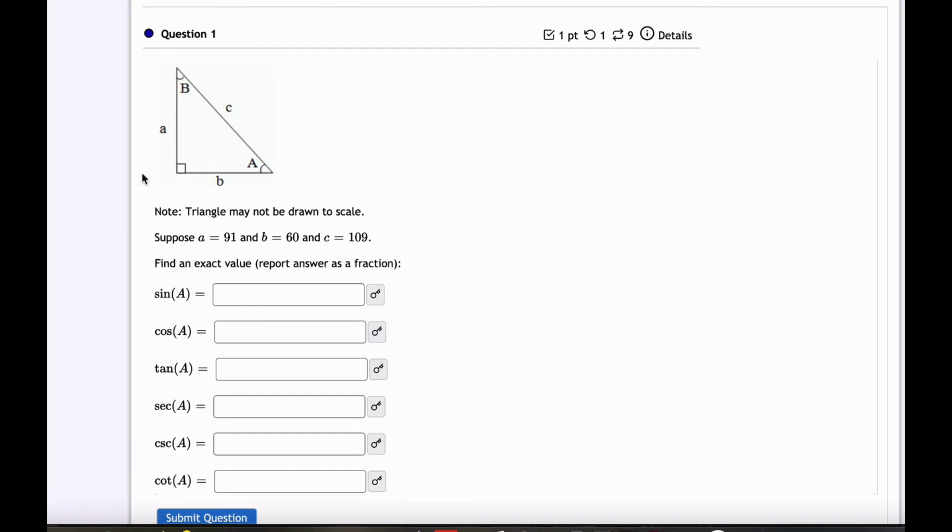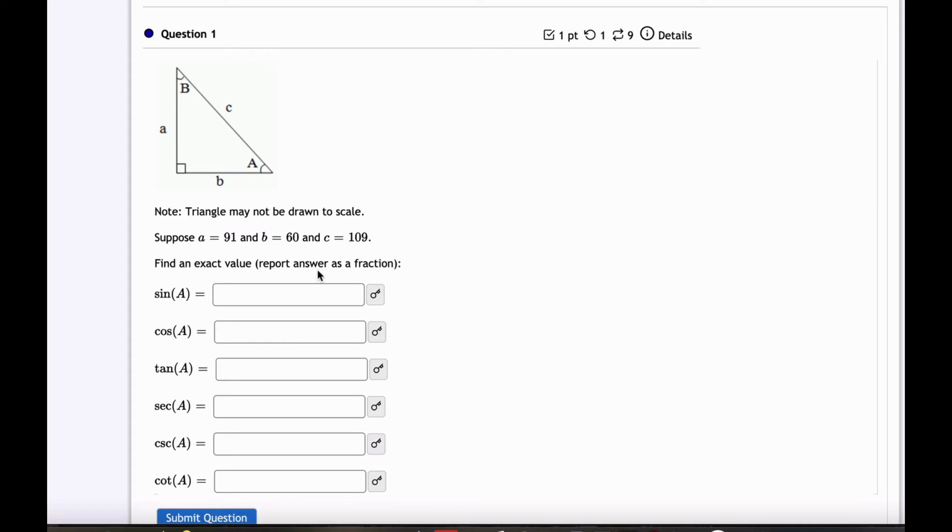So note the orientation is a little bit different than what we're used to, but that's fine. A is down here, so you're not concerning yourself with this angle B, but instead this angle. And if you want opposite of this angle, for example, we're talking about this side. Adjacent to this angle would be this side. Maybe using SOHCAHTOA, you could figure out the values of each of these 6.